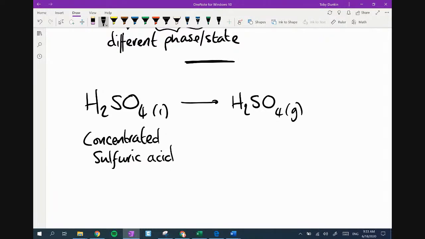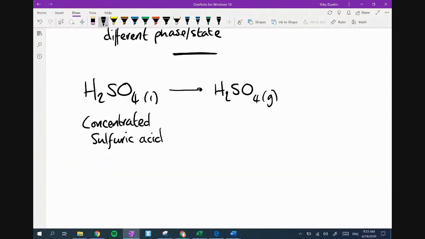It also has its proper IUPAC name in a liquid state: hydrogen sulfate(VI). Yes, you do need the Roman numeral, and you need to be aware of that. Hydrogen sulfate(VI), because the sulfur is in a +6 oxidation state. And then it's forming gaseous sulfuric acid.